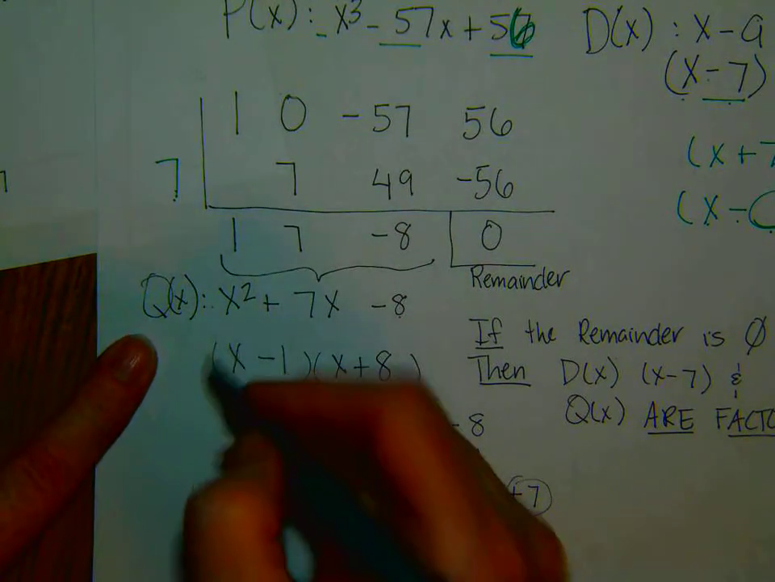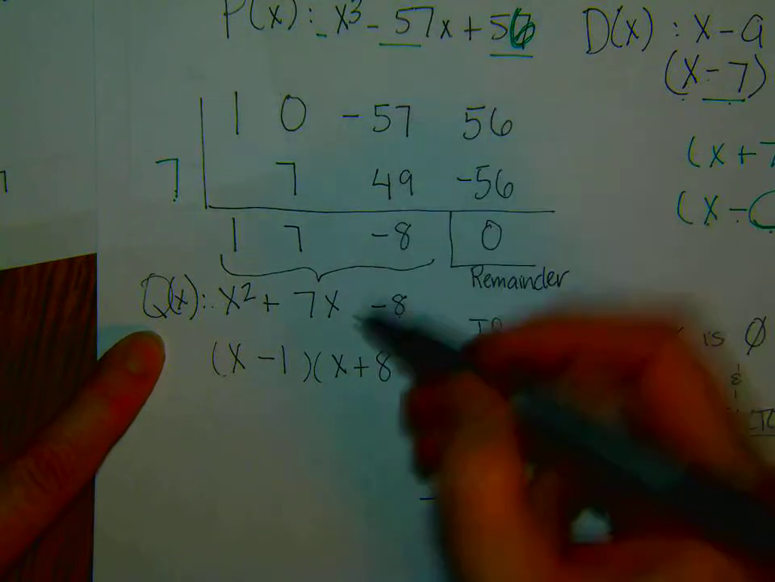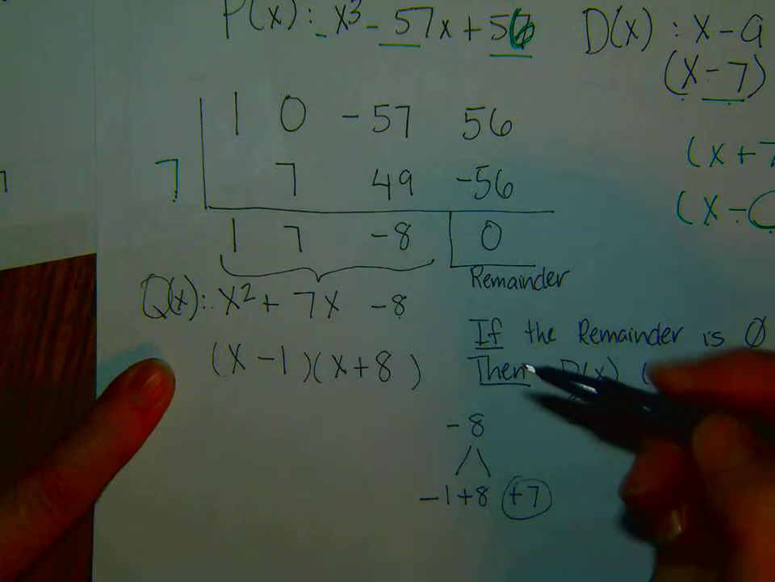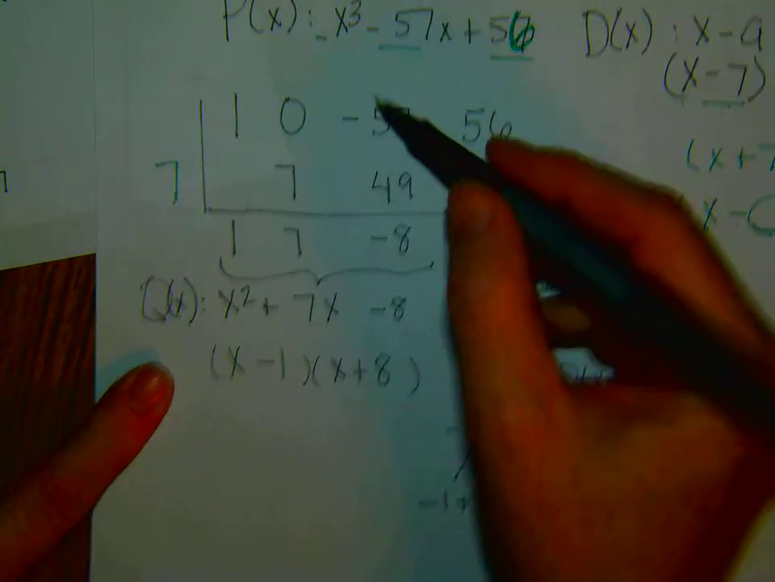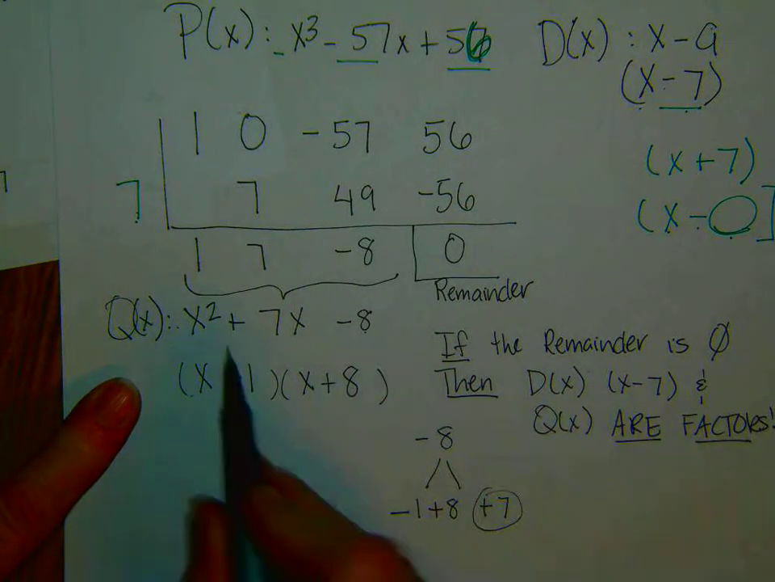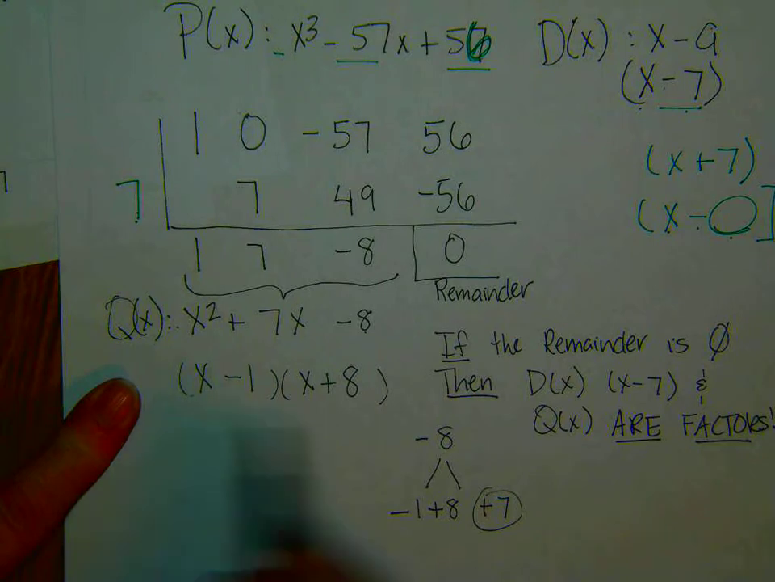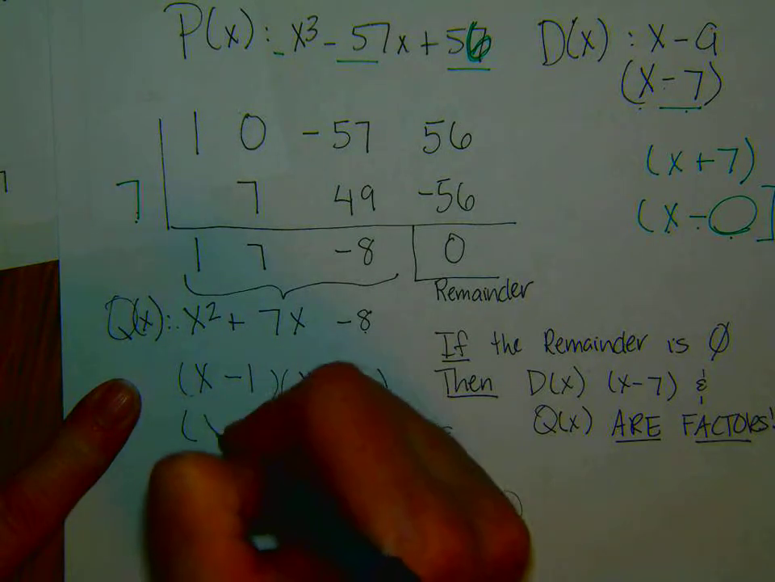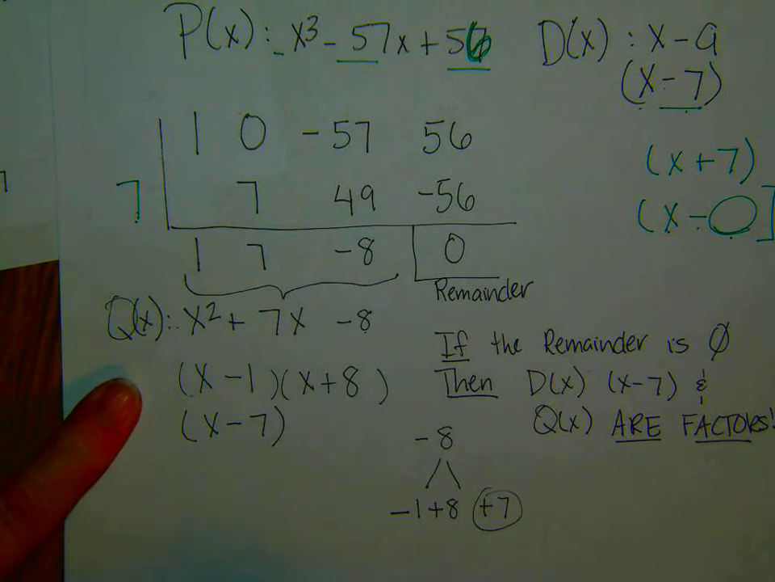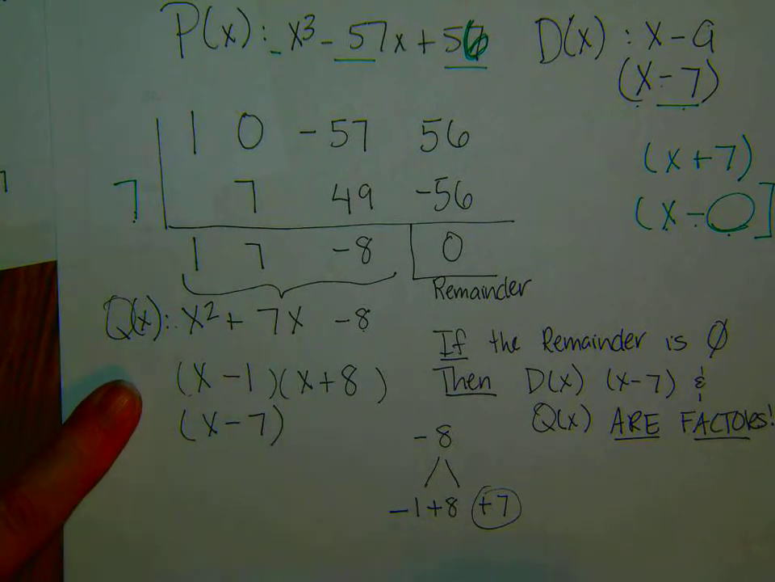If you can get a polynomial down to a simple quadratic, you're often able to factor it. So now we know what all the factors of our original polynomial are. We know that d of x is a factor. We know that q of x is a factor, which we can now easily factor. So our three factors, x minus 1, x plus 8, and x minus 7, are all factors of the polynomial p of x.